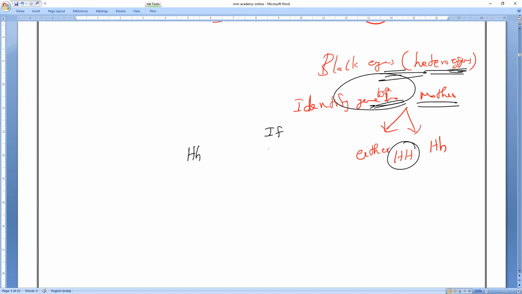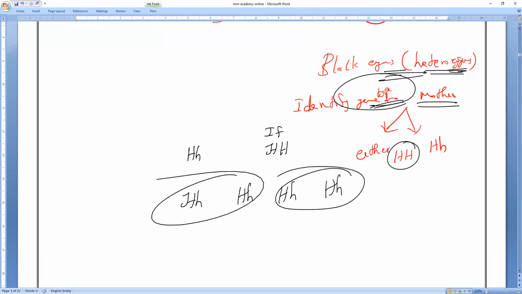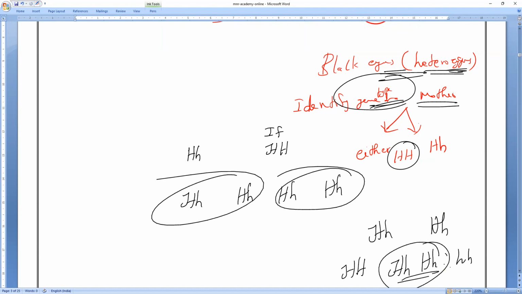Now, if mother is having a capital H, capital H, then all the babies will get capital H, small h; capital H, small h; capital H, small h; capital H, small h. Over. Now, if mother is having a capital H, small h, then we are getting capital H, capital H; capital H, small h; capital H, small h; and small h, small h. So we are having black too. So both are correct. Are you clear, everybody?